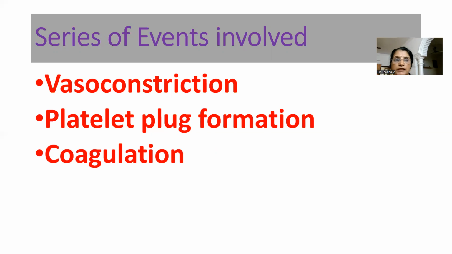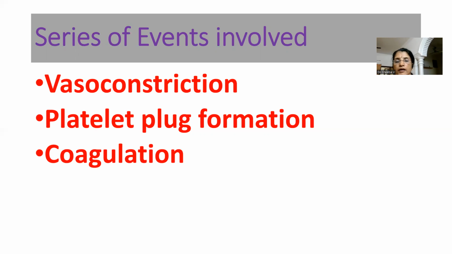In platelet plug formation, when an injury occurs, even if the injury is minute, a large number of platelets are released to the injured site. The platelets change their shape and become sticky. Finally, the platelets form a plug on the injured surface, which is a temporary hemostatic plug. Coagulation is the formation of a permanent hemostatic plug by the conversion of soluble fibrinogen to insoluble fibrin monomer by the action of thrombin.